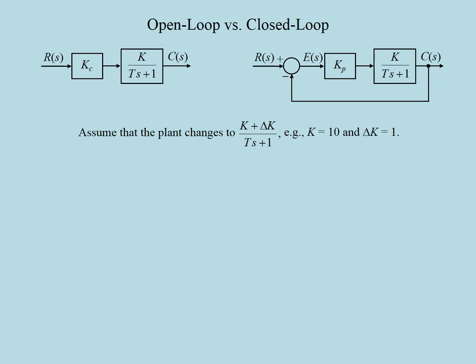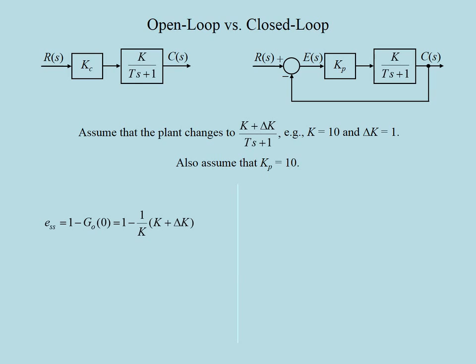Assume that the transfer function of the plant is not exactly as it is shown in the block diagrams, but that we have an uncertainty or deviation from the nominal value of K, which we can call delta K. To be able to do a comparison in numbers, let K be 10 and delta K be 1. That means the uncertainty of K is about 10%. We also assume a gain of 10 for the closed loop controller.